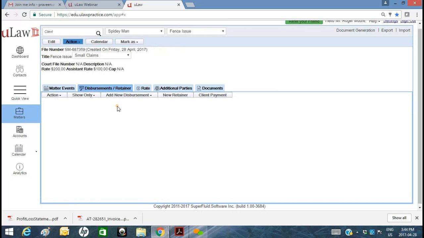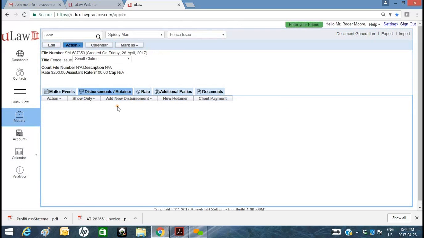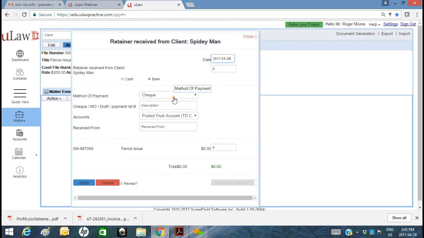Let's assume, again, we're going to talk about client expense first, and we're going to talk about those two different types we spoke about, both trust and general. To have the trust in play, you want to keep in mind that there's a retainer that you take from the client. Okay, so let's take in a quick $500 retainer: the date, the amount, how he paid you. Maybe Mr. Spidey Man paid you by check, goes into your trust account, your mixed or pooled trust account.